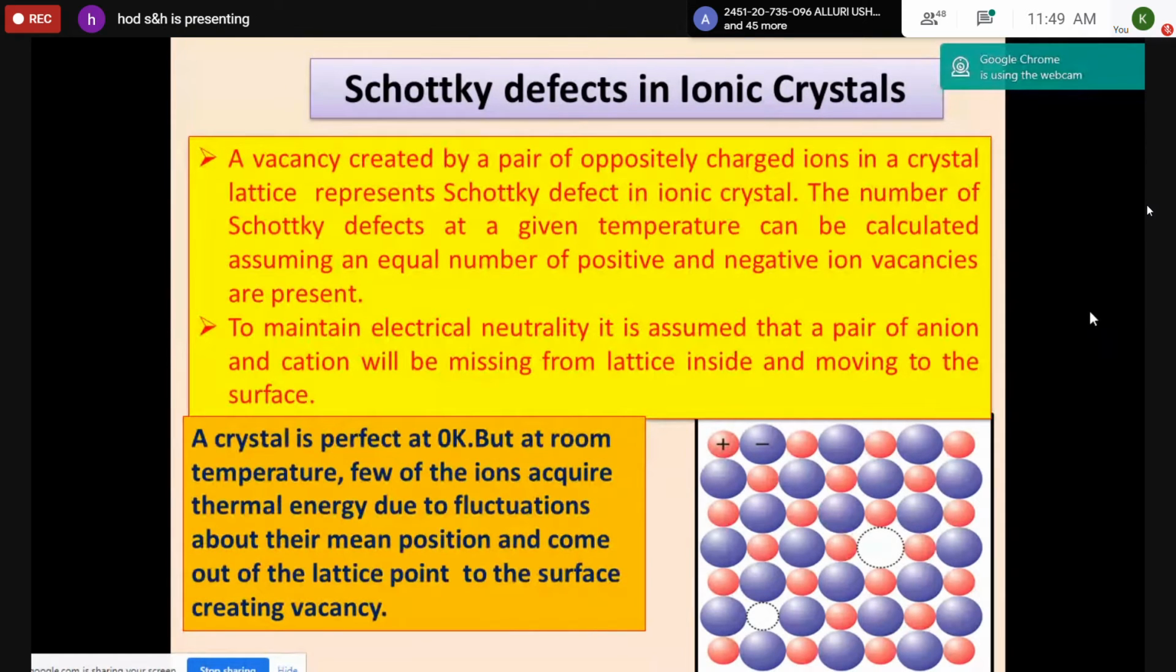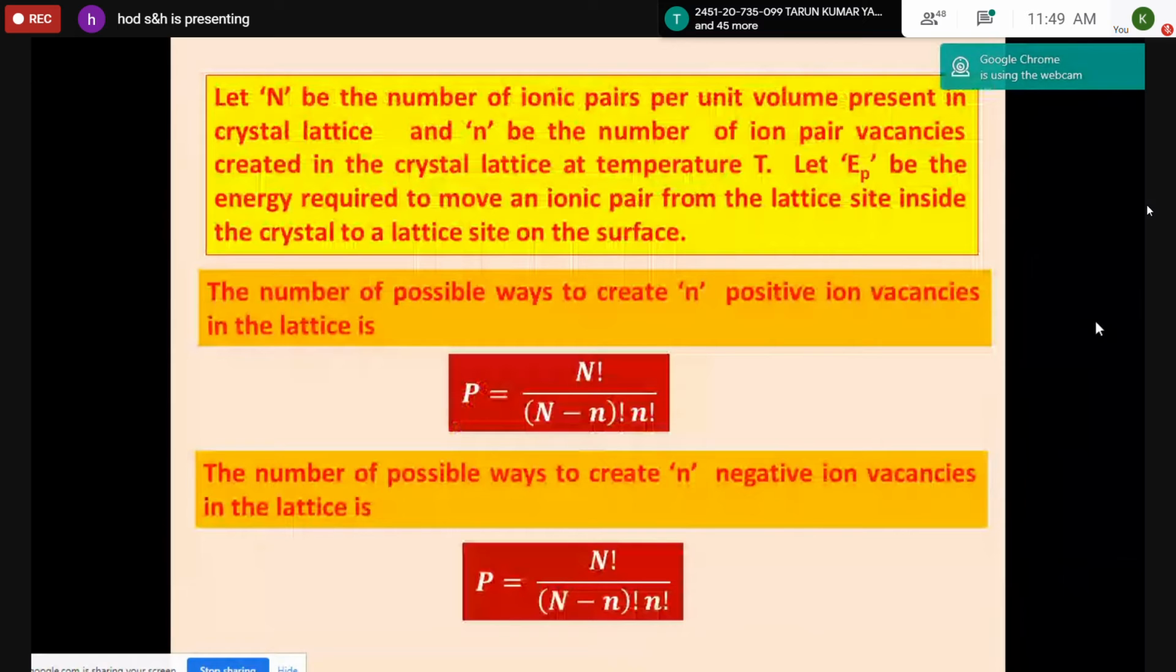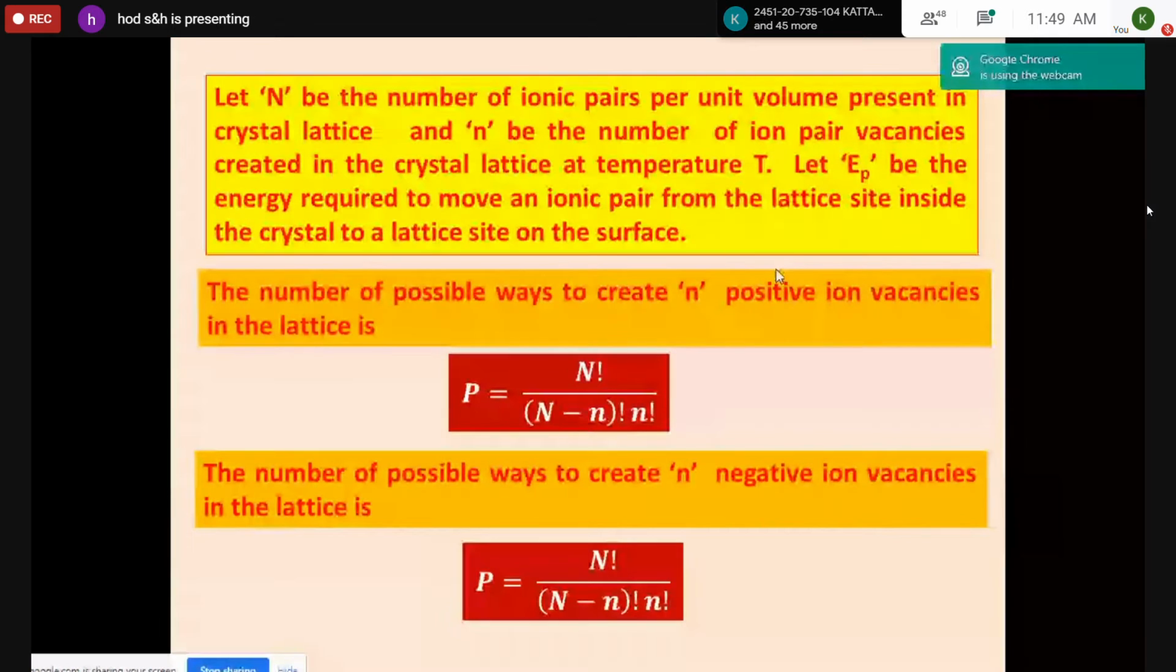equilibrium concentration. For that, let us assume that N is the number of ionic lattice sites or ionic pairs. Small n is the number of ion pair vacancies at any temperature T. Ep is the energy required to move one pair of ions from inside of the lattice to the surface. So the possible ways of creating positive ion vacancies is represented by N factorial by (N minus n) factorial into n factorial. Similarly, negative ions also give the same expression.